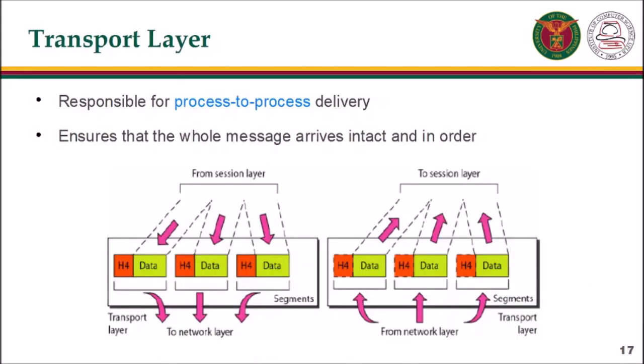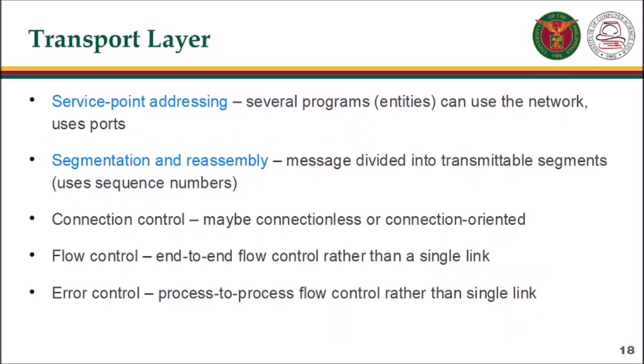The transport layer is responsible for the process-to-process delivery. It ensures that the whole message arrives intact and in order. Some of the functions of the transport layer are service point addressing, segmentation and reassembly using sequence numbers, connection control, flow control, and error control.